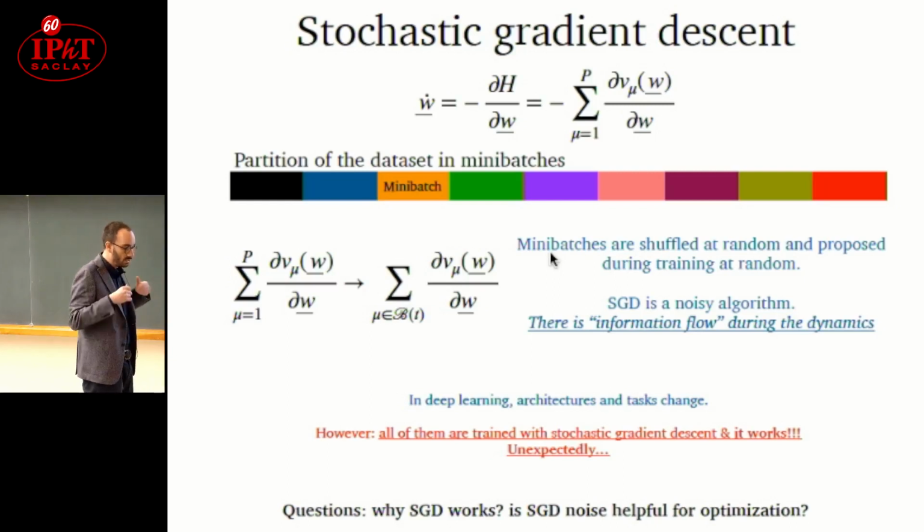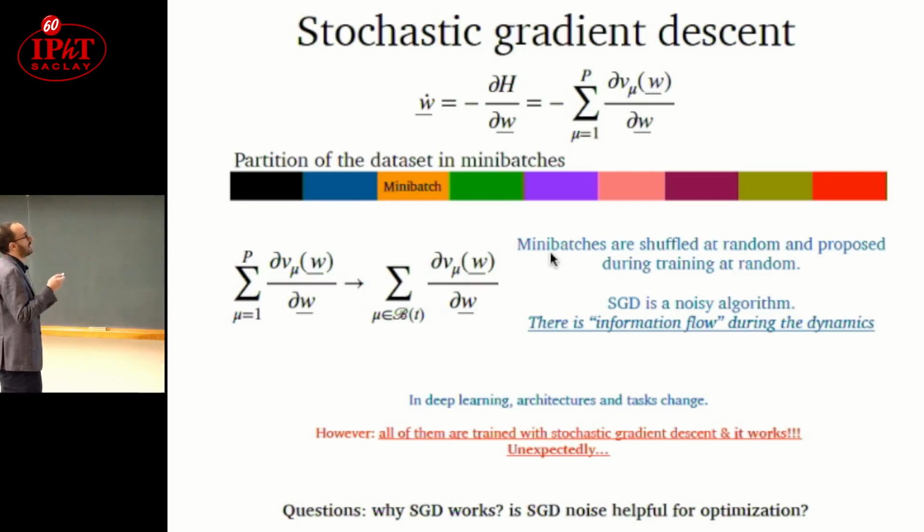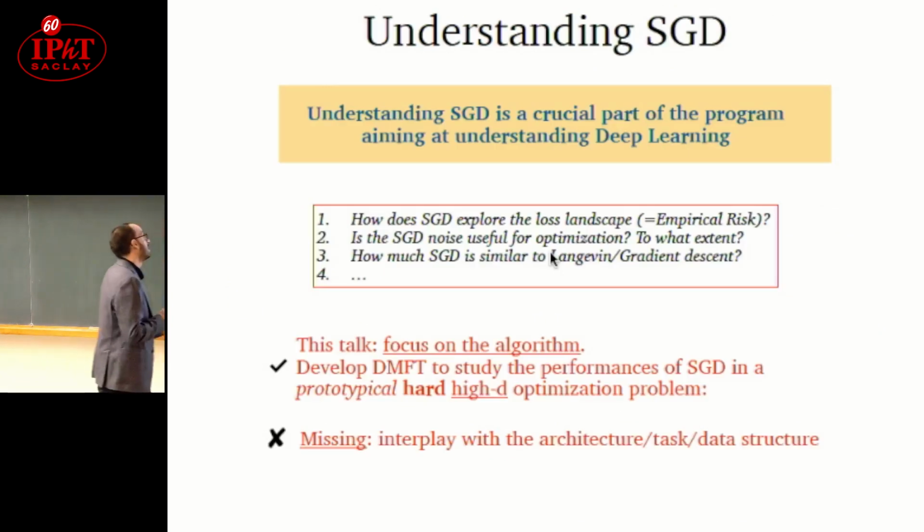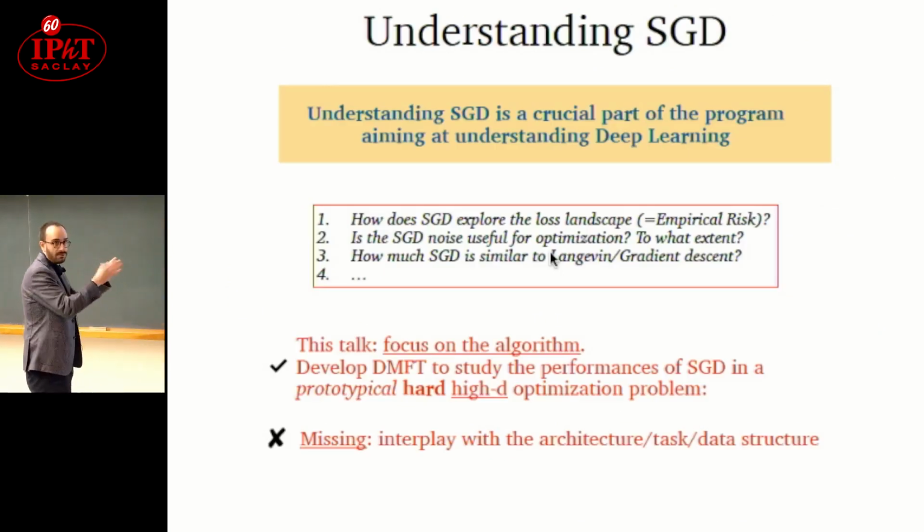And whatever task you do in machine learning, whatever learning problems you take, this is the algorithm that people use. So data sets, neural network architectures, everything changes except this algorithm. This is really the thing that people use. And this algorithm works. And to me, it's kind of unexpected. And so the question is, why is this so? And is the noise that you introduce in the algorithm helpful for optimization? These are important questions and represent part of what we would like to understand in machine learning.